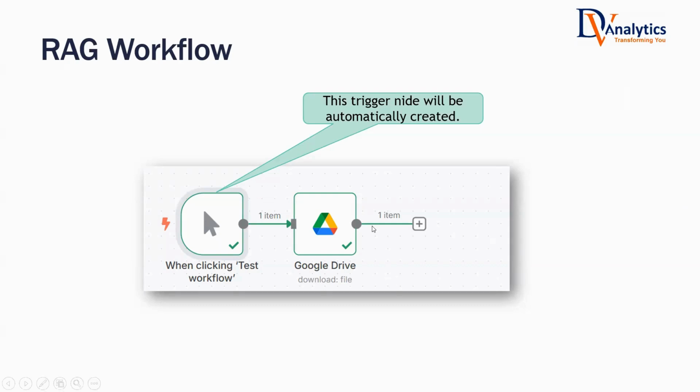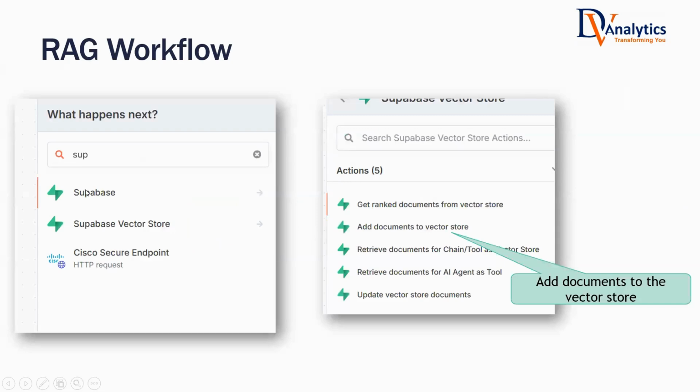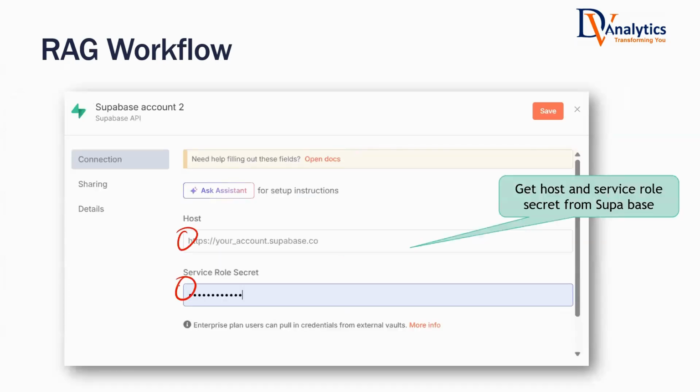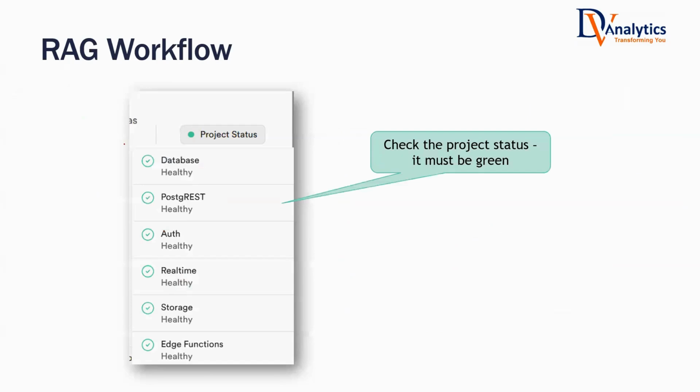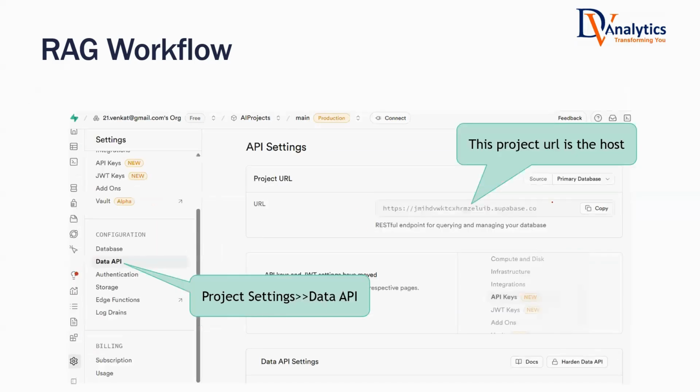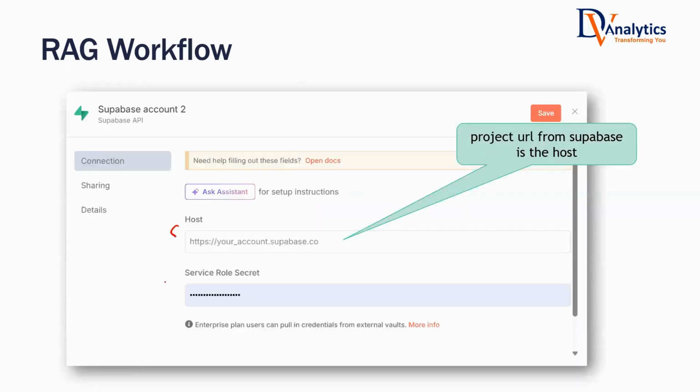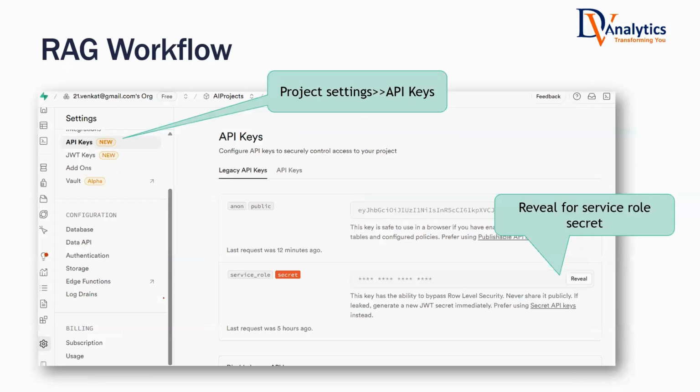What is the flow? First, after getting the file, you have to get a vector database. For that, you will require the Supabase vector store. That is the vector database that we will be setting up. I will show you. Again, there are so many credentials in this. We have to give this host, service secret role. There is a way we can get it. We will create a project in Supabase and then check the project status. We get the project URL host, we get the service role secret, and then we get the API key, etc. All of them we will get.